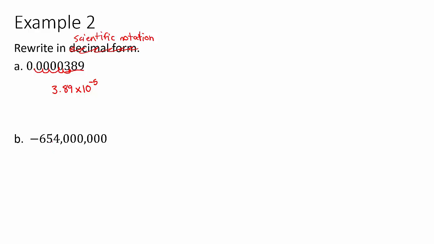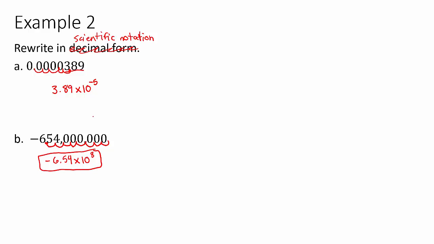So we can internalize that and just remember that it's backwards from the way that I think it should be. So on b, this is going to be 6.54 because we want one number to the left of the decimal place. And then we're going to see how many places we need to move this. 1, 2, 3, 4, 5, 6, 7, 8. And because this is a big number, I get the positive 8th power.